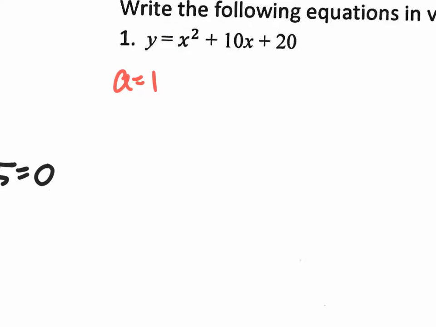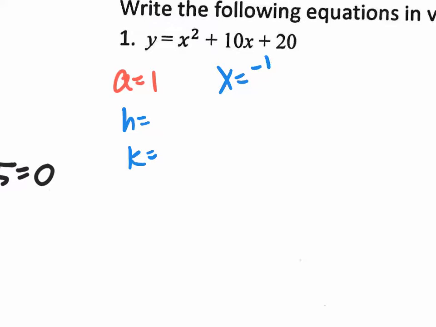Now, how about H and K? Do they give us H and K? No. Could I find H and K? What is H and K? H and K is simply the vertex. Now, we don't see the vertex. It's not in vertex form. So let's find the vertex. How do you find the vertex?